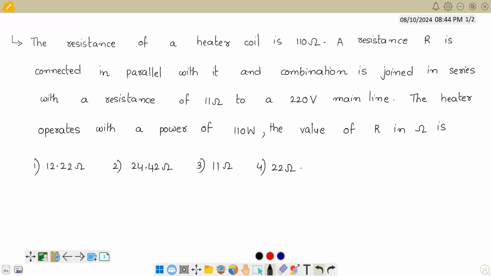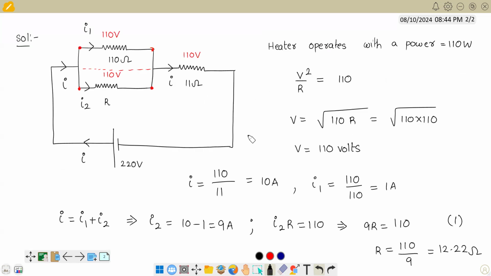Again, I will repeat, we can solve this problem in multiple ways. Generally, I prefer to solve it in voltage method. In voltage method, what we do is we try to find voltage flowing across each resistor. Once we find the voltage, then we find what is the current flowing through it. Once we find the current, then we'll solve the required things. Like example, how did I find the voltage of the first one? Because the power is given to us, operating power. Once operating power is given, we got voltage as 110.